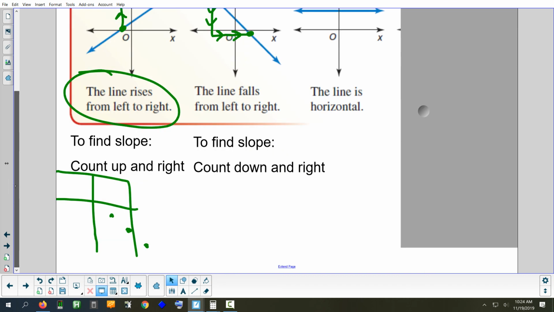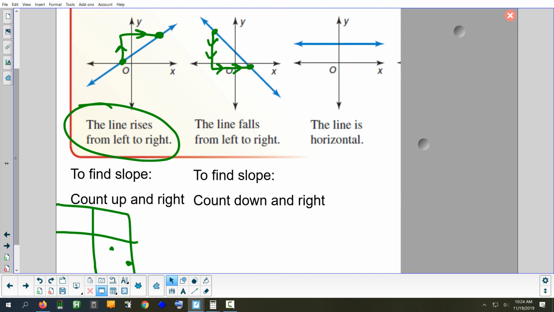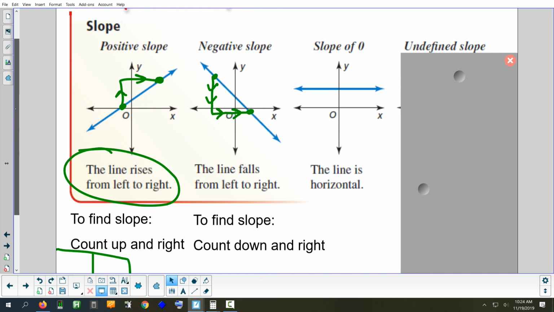Now, I didn't write how to find the slope, because this is a special case. The slope is right here. The slope is 0. You don't have to find it or calculate it. Anytime that you have a horizontal line, the slope is automatically 0. There's nothing to find. There's nothing to count.